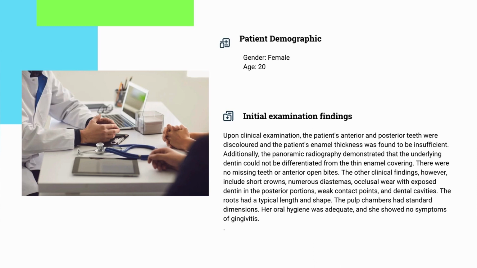The other clinical findings, however, include short crowns, numerous diastemas, occlusal wear with exposed dentine in the posterior portions, weak contact points, and dental cavities. The roots had a typical length and shape, and the pulp chambers had standard dimensions. Her oral hygiene was adequate, and she showed no symptoms of gingivitis.